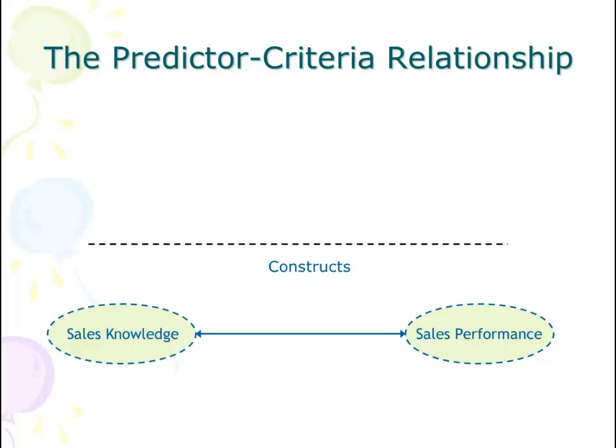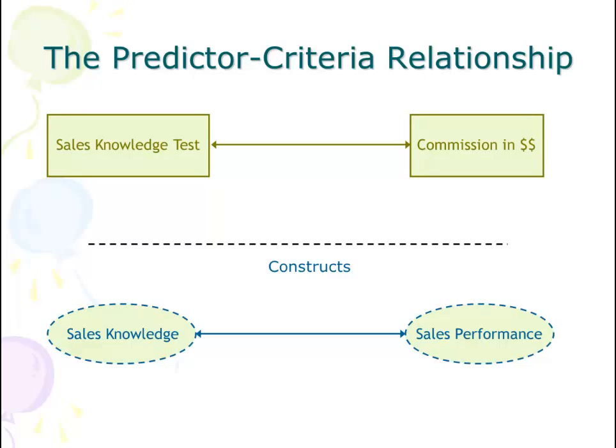So we create measures of sales knowledge for hiring purposes. This is our predictor on the left. Then we measure sales performance by looking at employee commissions over, say, the first 6 months of employment. This is our criterion. Once we have these two measures, we can correlate them to see how closely linked test scores are to commissions. The stronger the link between the sales knowledge test and the commissions, then the better that knowledge test will be as a tool to use in hiring.